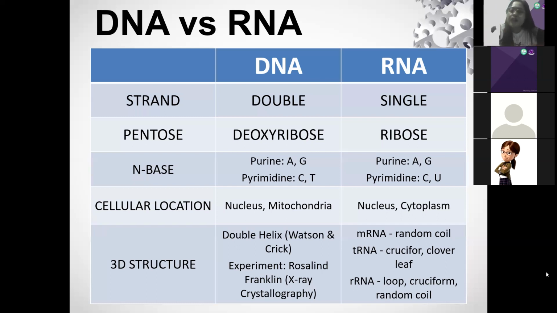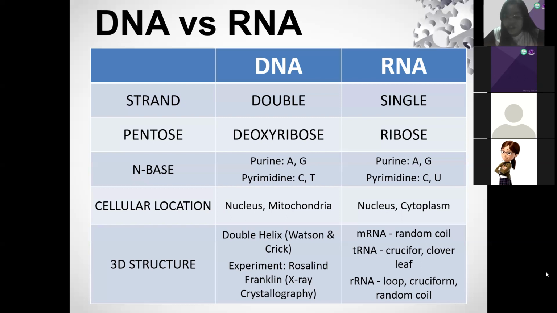And then cellular location, remember that the control center of our cell is the nucleus. This is where we get to see our genetic material. So both RNA and DNA are found in the nucleus. However, DNA can also be found in our mitochondria, and RNA is in the cytoplasm. Now, how about their structure or their form or their 3D structure when being elucidated by sophisticated machines?